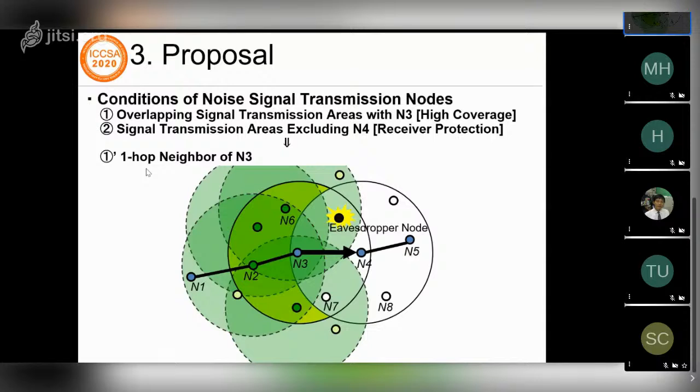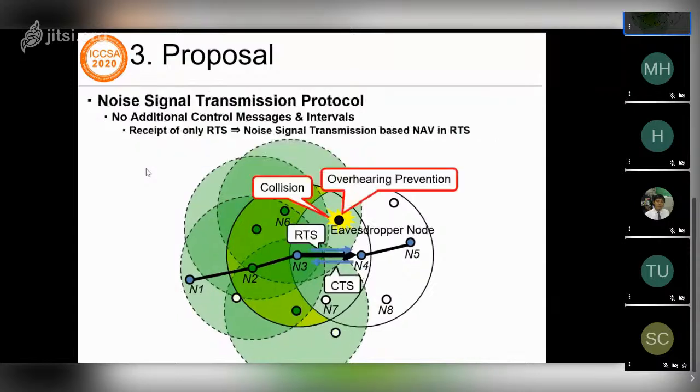First, we consider the case that only one of the neighbor nodes of a sender node transmits noise signals. Then it automatically satisfies the first condition. In order to satisfy the second condition, the noise signal transmission nodes should be out of the signal transmission area of the receiver node. These noise signal transmission nodes are naturally determined by the usually used RTS-CTS control in an on-demand manner. One of the neighbor nodes of the sender node receiving only RTS in this yellow area transmits noise signals to prevent an eavesdropper node from overhearing a data message.